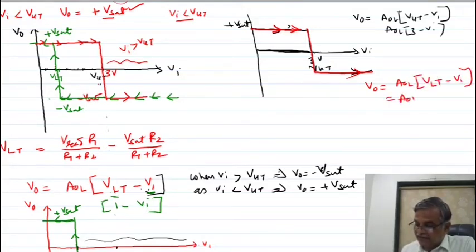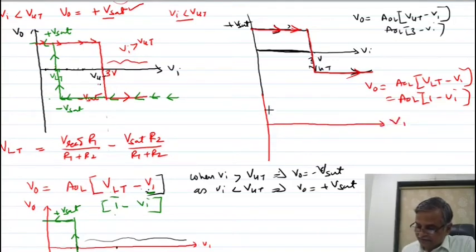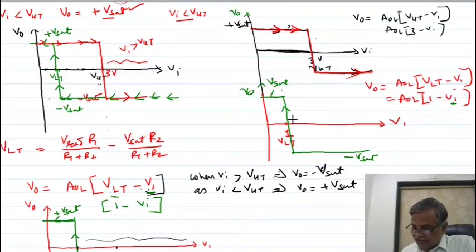Suppose I write VLT is 1 volt, that is VLT. So when my input is more than 1 volt, your output is negative, minus V sat. When the input is less than this, immediately my output becomes plus V sat. So if you make the composite of these two, the composite will be like this.